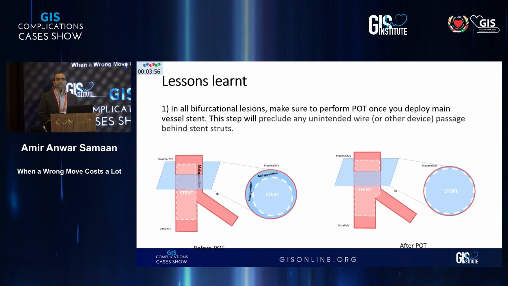We had some lessons learned. They are very simple lessons, but I think they are worth mentioning: in all bifurcation lesions, once we put a stent in the main vessel, the next step should be optimizing this stent, proper post-dilatation and doing POT prior to proceeding with any other maneuvers.